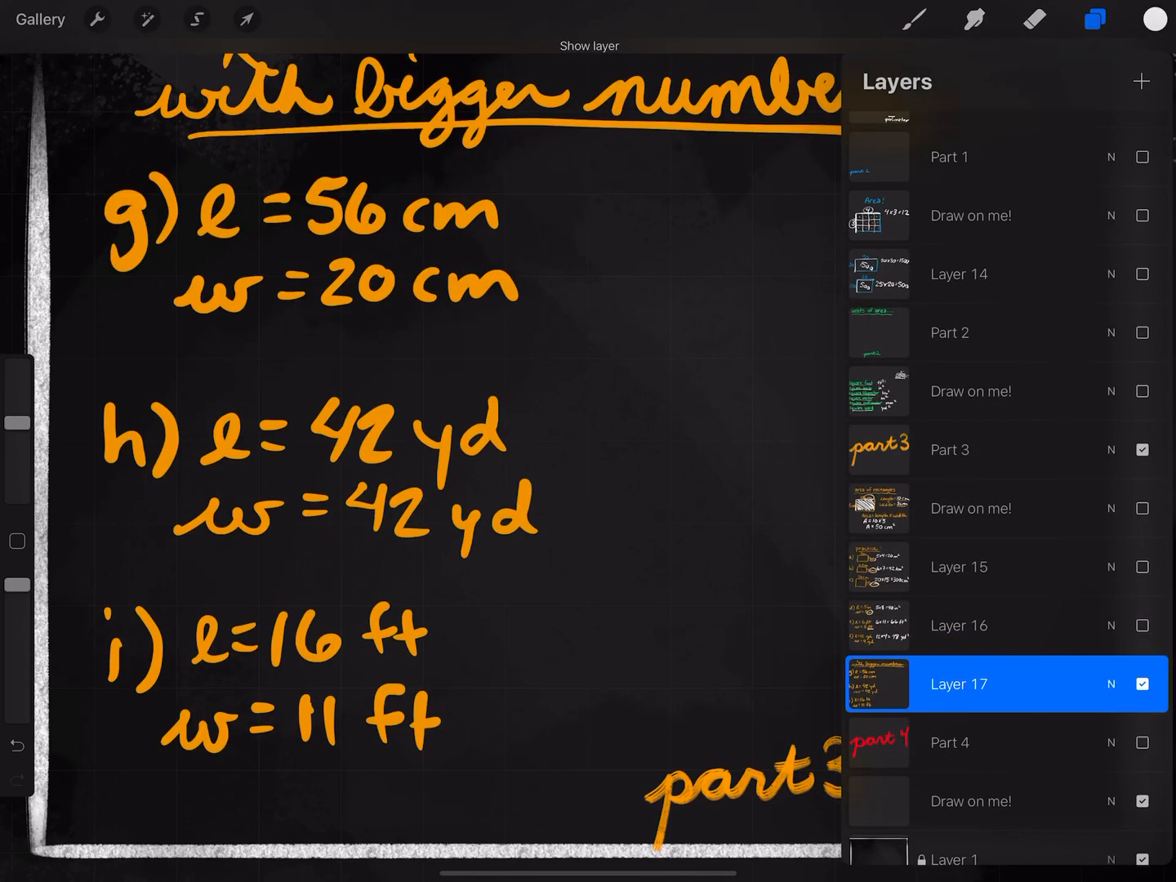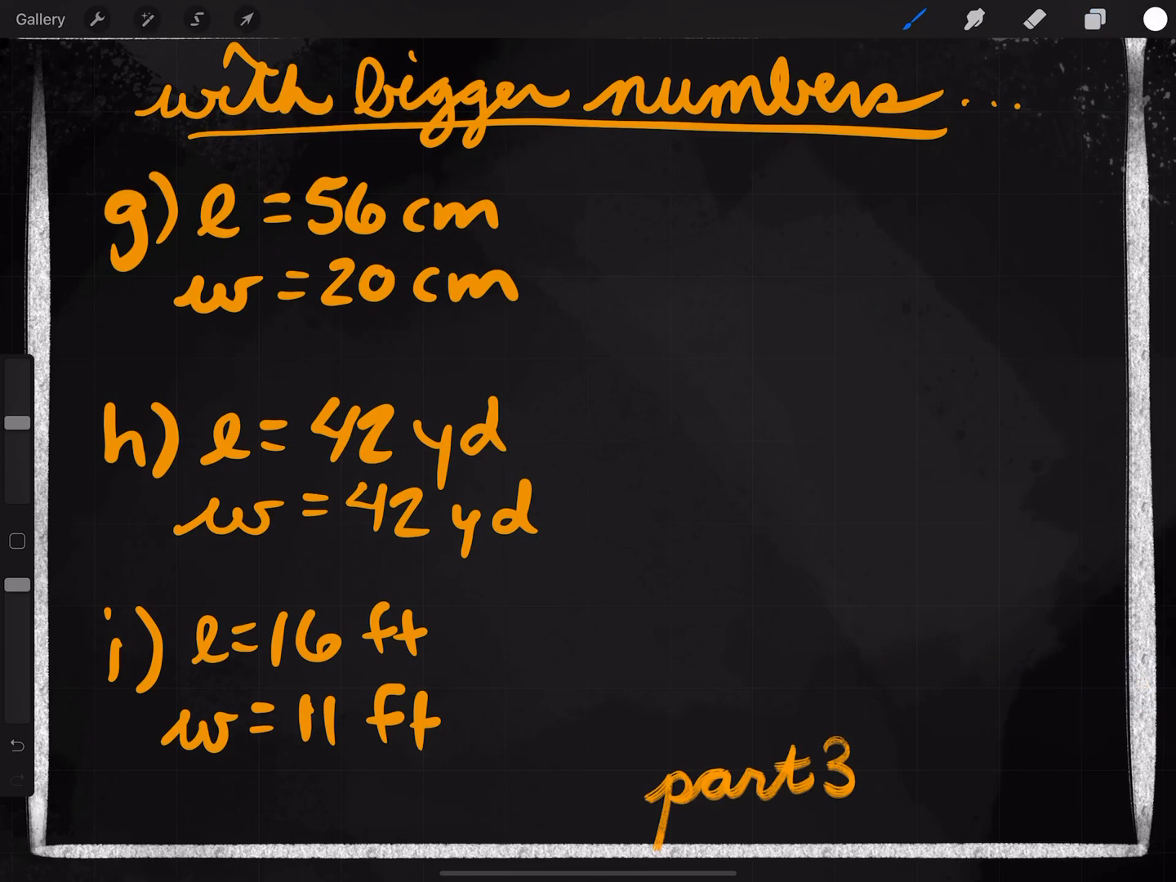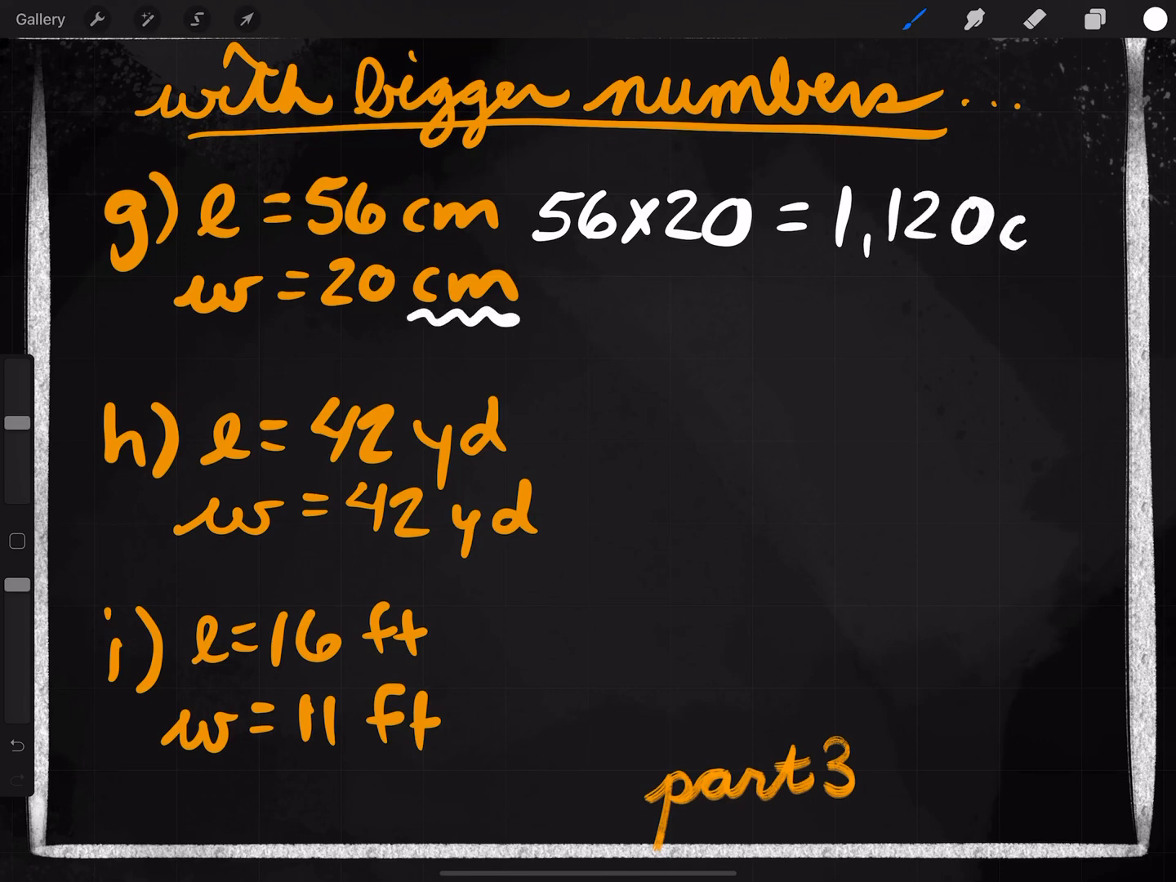And then this last part, we have a little bit bigger numbers, but we can still find the area using our same formula. Go ahead and try it. So we have 56 times 20, and we end up with 1,120 square centimeters.